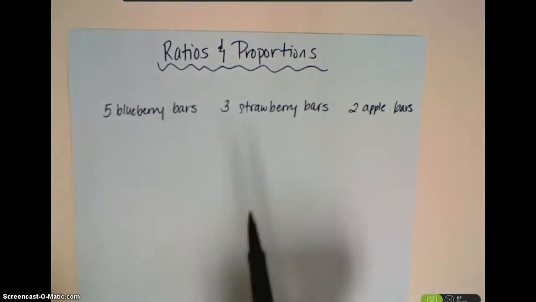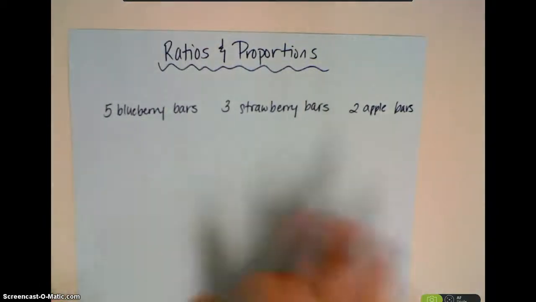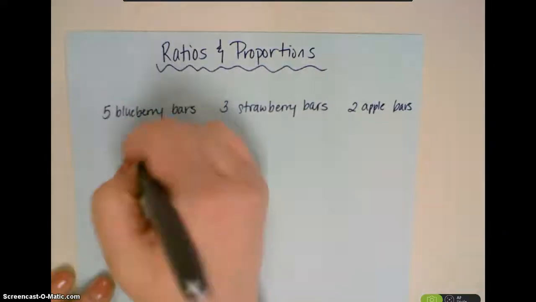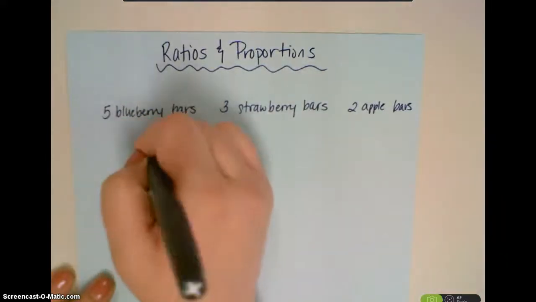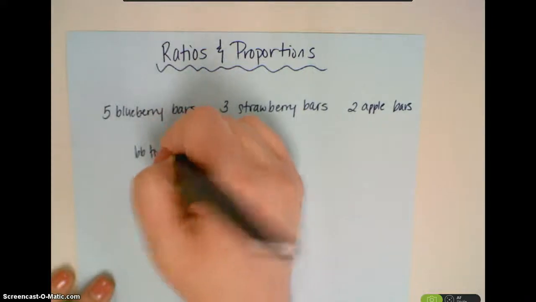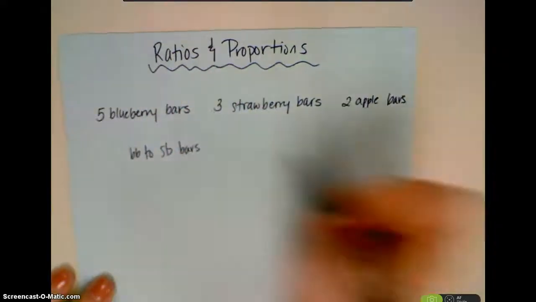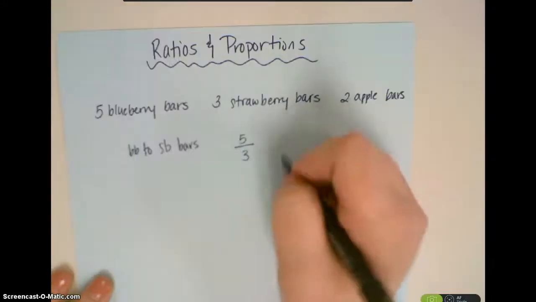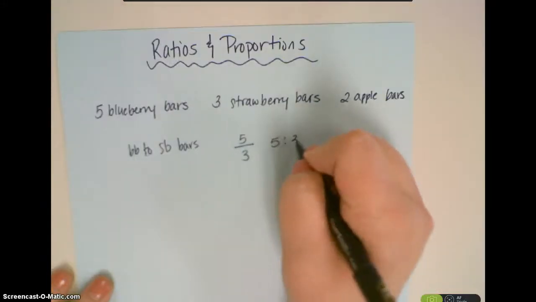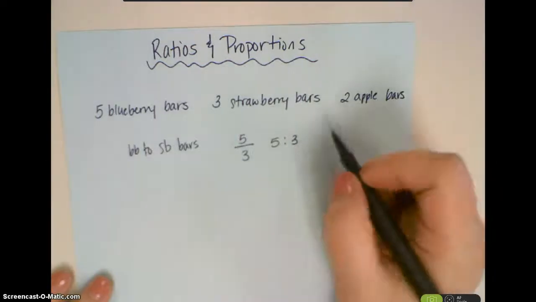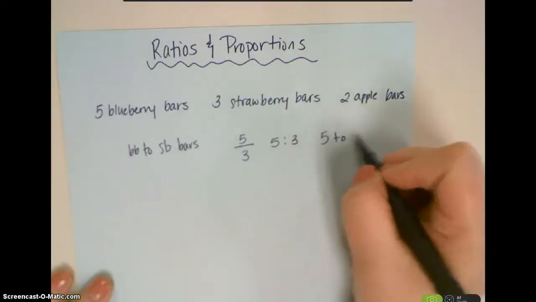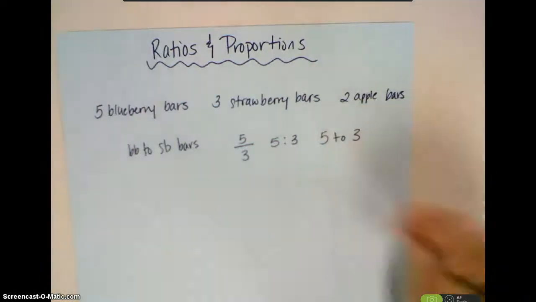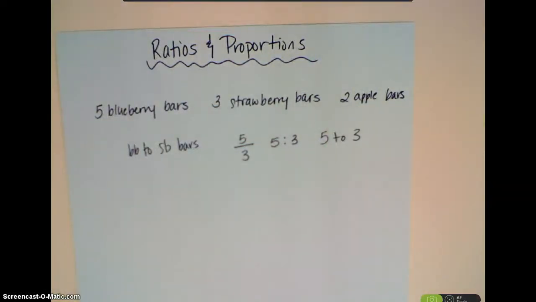So if I have 5 blueberry bars and 3 strawberry bars and 2 apple bars, I can compare these in different ways. If I wanted to know the ratio of blueberry bars to strawberry bars, I can write it as a fraction, so I could say I have 5 blueberry bars to every 3 strawberry bars. I could write it with a colon, 5 blueberry bars to every 3 strawberry bars, or I could write it out with the word "to": 5 blueberry bars to every 3 strawberry bars. And you usually can label it, or you can just leave it with your numbers, depending on what the question asks you to do.